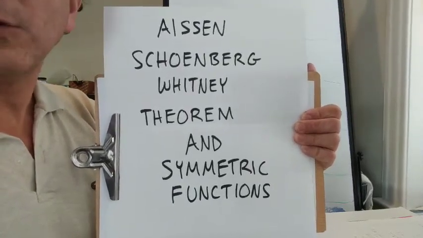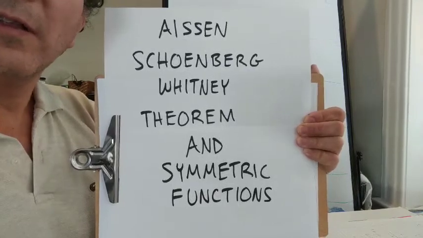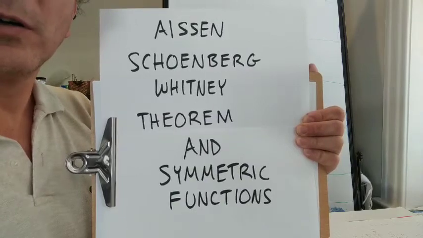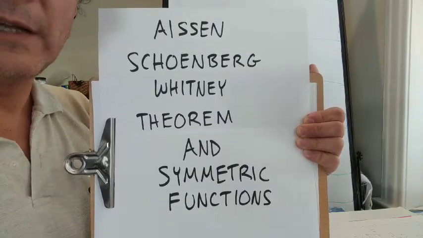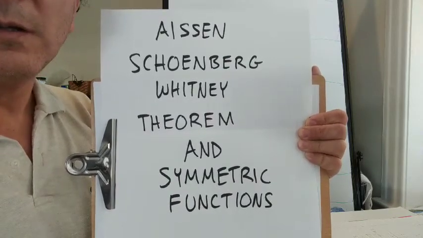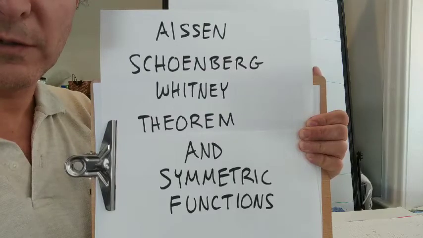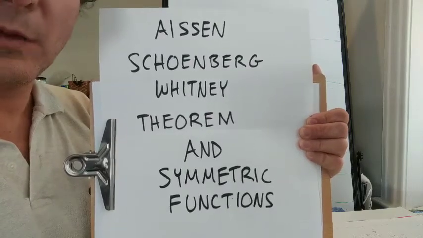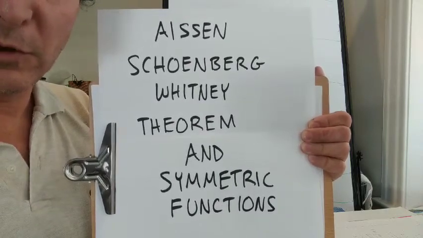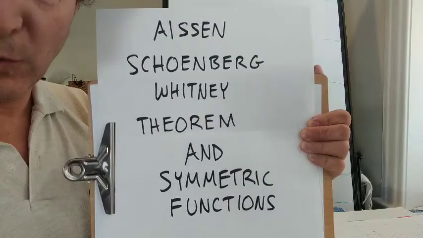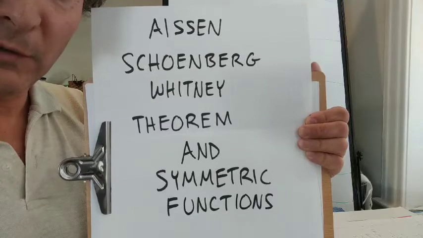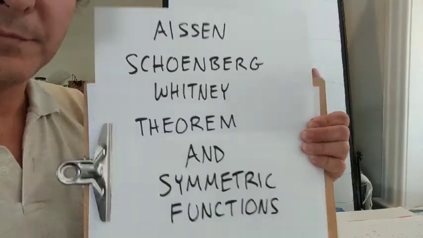The Aissen-Schoenberg-Whitney theorem tells us that the zeros and poles of certain power series are real if and only if a related infinite Toeplitz matrix is totally non-negative. Now the coefficients of these power series are symmetric functions in the poles and zeros. So the entries of this Toeplitz matrix are symmetric functions since they're taken from the coefficients, and that means that there's symmetric functions lurking in this theorem. Let's look closely and see what we can say about them.